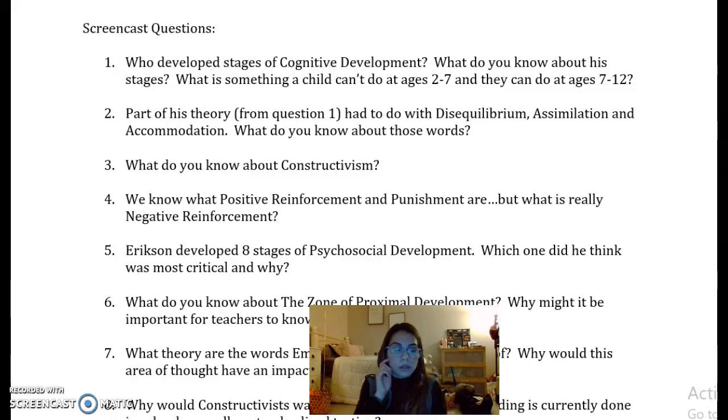What do you know about constructivism? Constructivism has to do with using your prior knowledge. It also has to do with critical thinking, collaboration, and near transfer of learning and far transfer of learning. Whatever you learned, you transfer it. So let's say you're learning how to write essays in your English class. You can use that information to formulate an essay in your social studies class, history class, any other class.